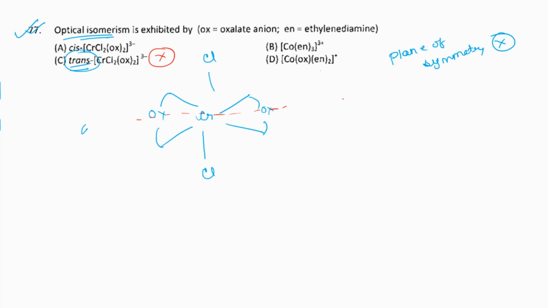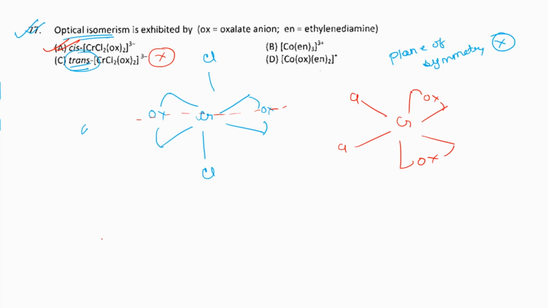Okay. Now, if I just do the cis one, I'm taking Cl and OX, OX. So there is no plane of symmetry over here. In no way can you cut it and get a plane of symmetry. You can take any other form as well. This product must be cis. So this will exhibit optical isomerism.